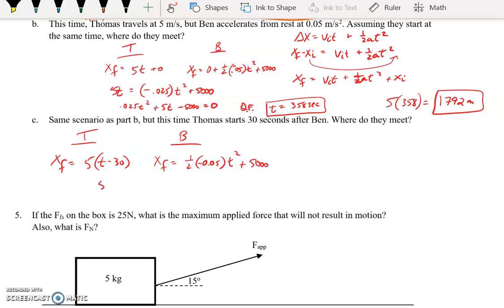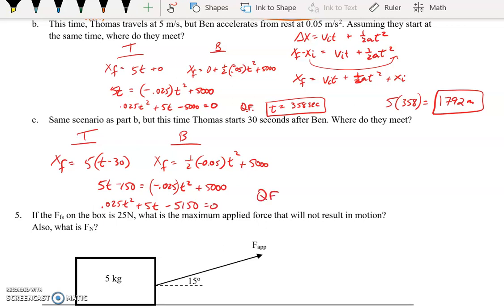So we end up with 5t minus 150 equals negative 0.025 t squared plus 5,000. Again, get everything on the same side of the equal sign so you can do the quadratic equation. I'm going to put everything on the left again. So that's 0.025 t squared plus 5t minus 5,150.